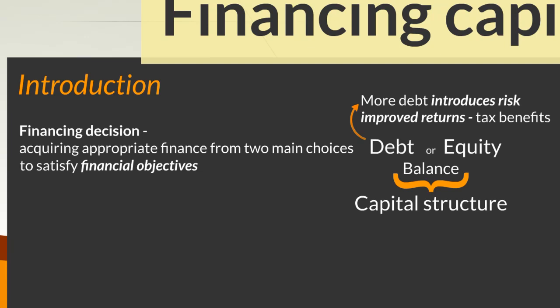So yes, financial objectives are important, and we have to decide. That's one element of debt and equity. Okay. But the next is, what's the optimum structure? So that's what we're going to be looking at.